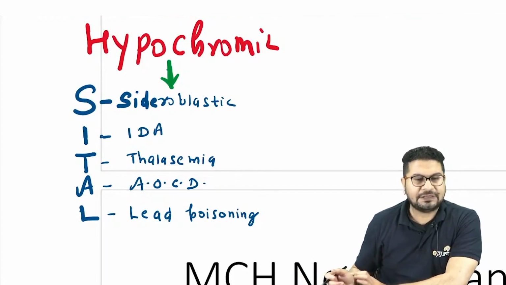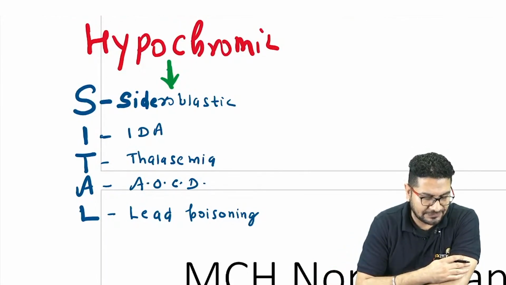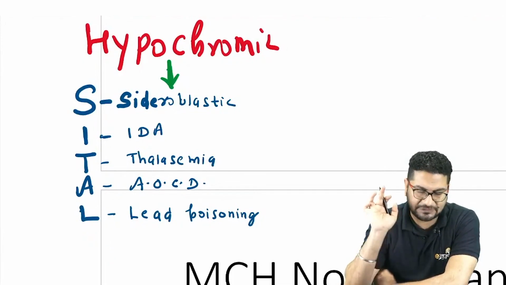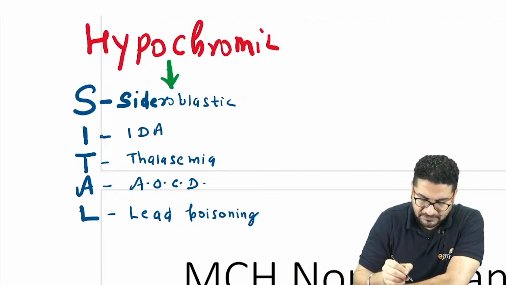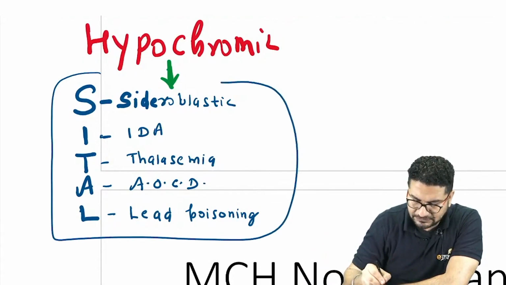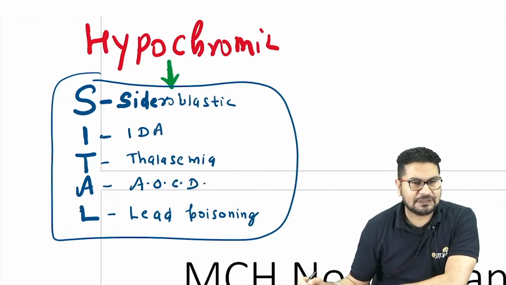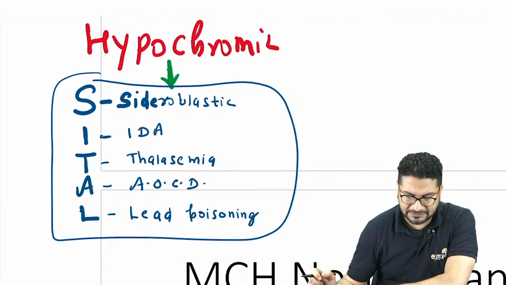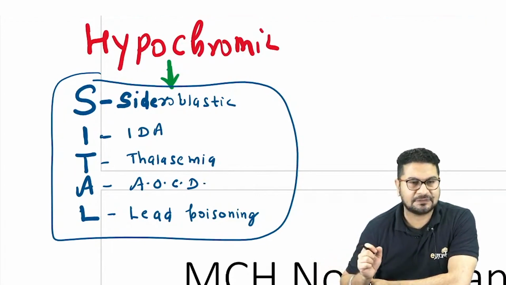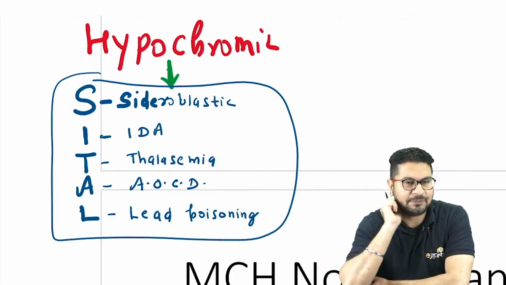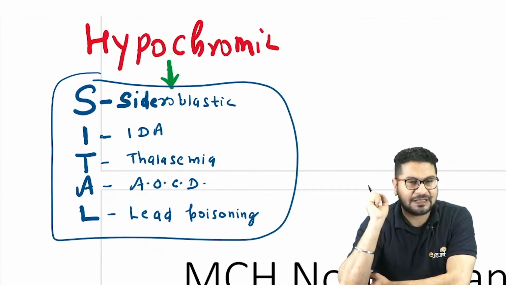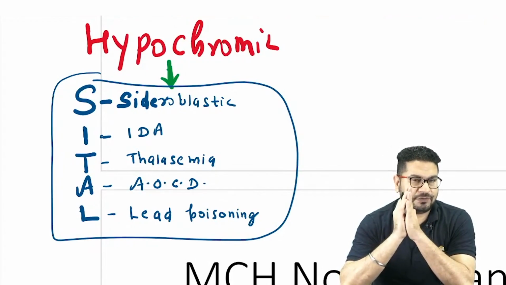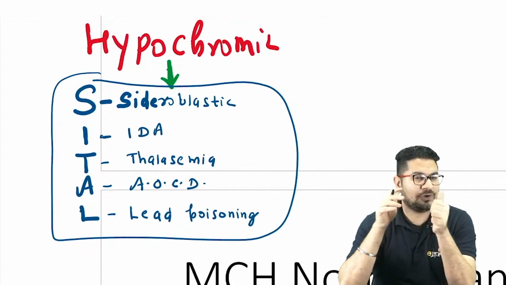Macrocytic is actually normochromic. Even though the size is bigger, it will not impart more color. The color will be normal, so we just call this macrocytic. So we divide microcytic hypochromic anemia into Sheetal: Sideroblastic, Iron deficiency anemia, Thalassemia, AOCD, anemia of chronic disease, and L is lead poisoning. So what I want you to understand is, whenever you see an MCV report, listen to me very carefully. Suppose you are seeing a patient whose hemoglobin value is 9.